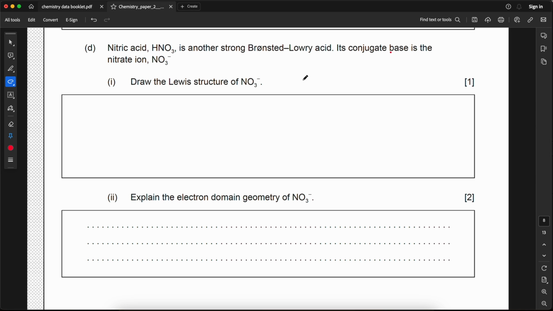Draw the Lewis structure of nitrate ion. Nitrate ion has delocalized electrons, so it has a double bond and single bonds. So I will just make it like this because this is an ion, okay? And don't forget the charge here as well.